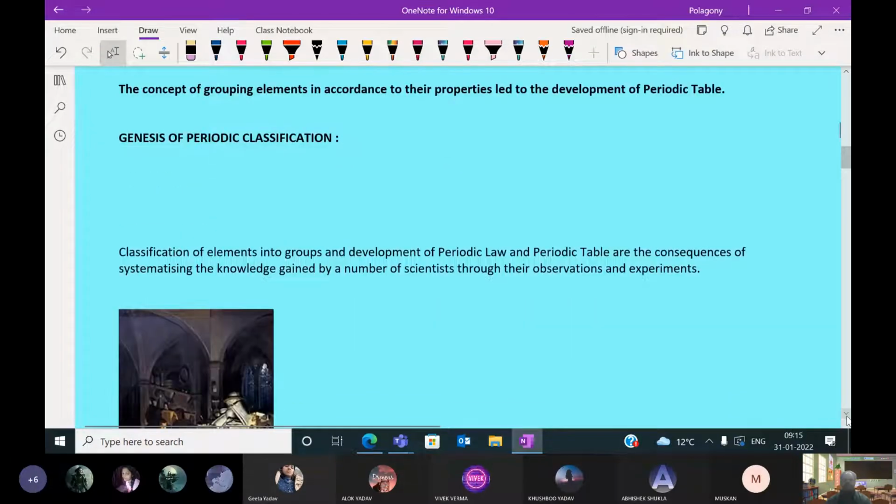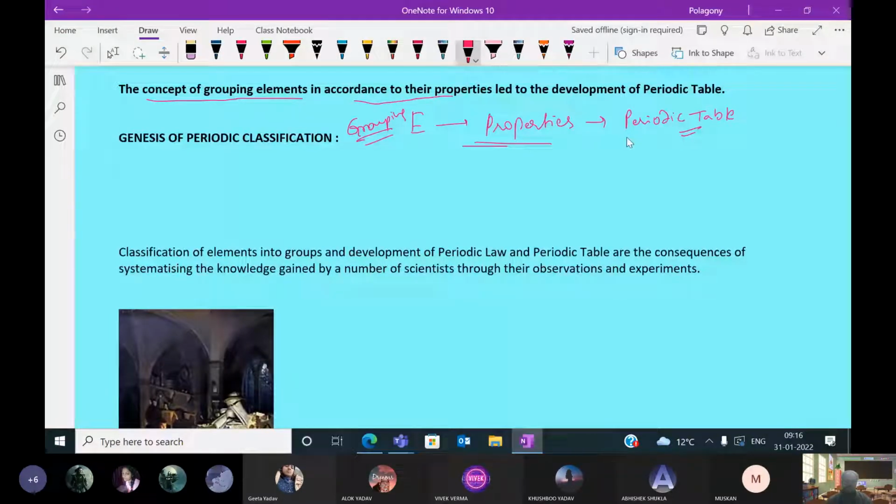Now, the concept of grouping elements in accordance with their properties led to the development of the periodic table. That means the idea of the periodic table came from the grouping of elements according to their properties. Based on the properties of elements, grouping was started. The grouping of elements based on the similarities and dissimilarities of their properties is what led to the periodic table.